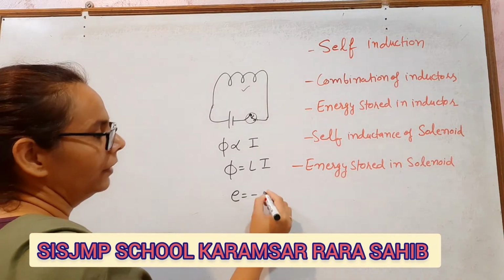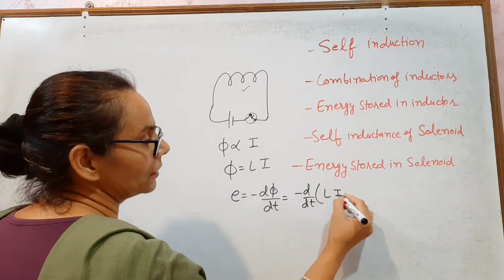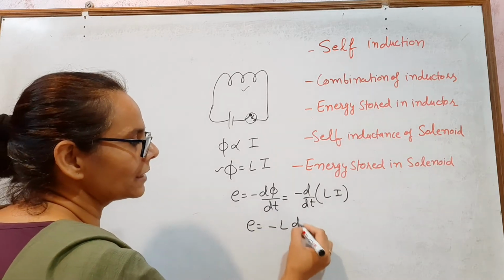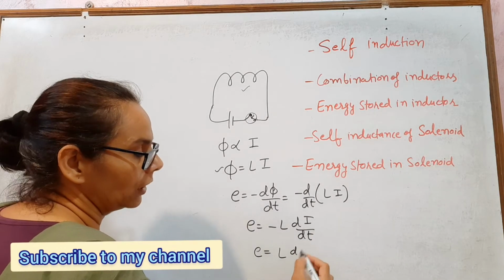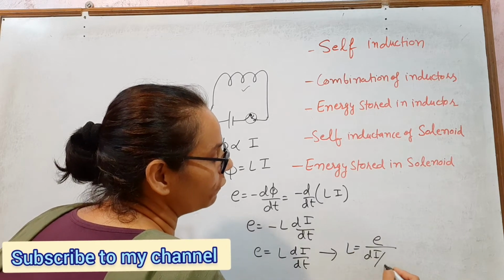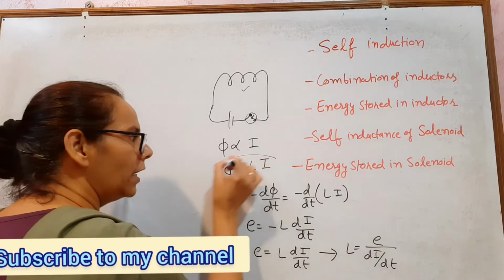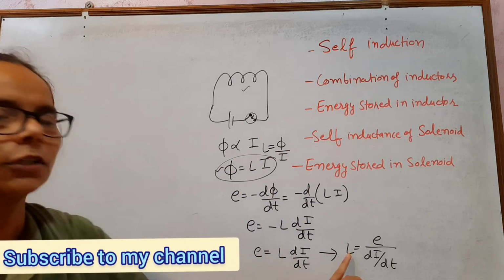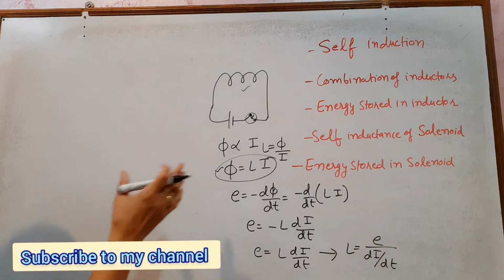According to Faraday's law, induced EMF is rate of change of flux. In this case, we can say the flux is Li. So, induced EMF is minus L di upon dt, or in magnitude we leave this negative sign and we get that this coefficient of self-induction is E upon di upon dt. So from here the coefficient of self-induction is flux upon current, and from here the coefficient of self-induction is E upon di upon dt. How to measure this?